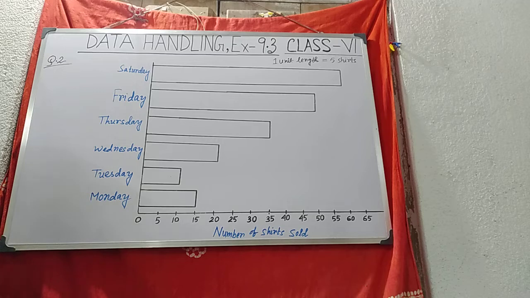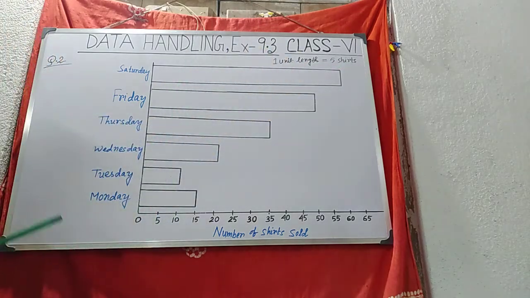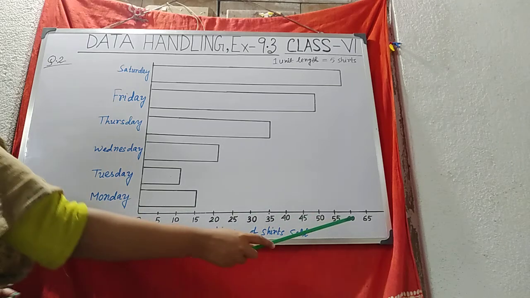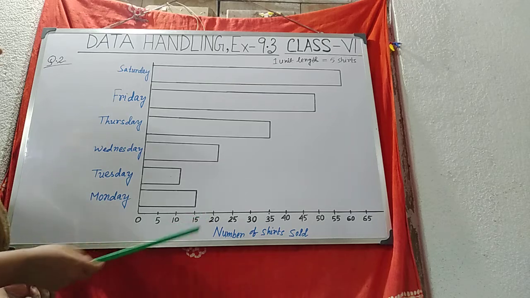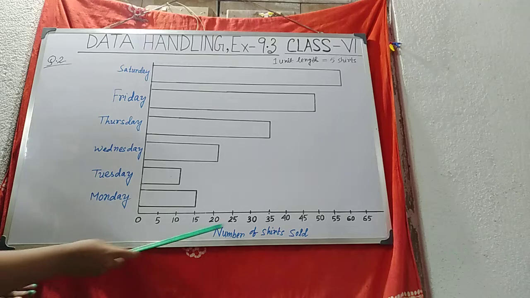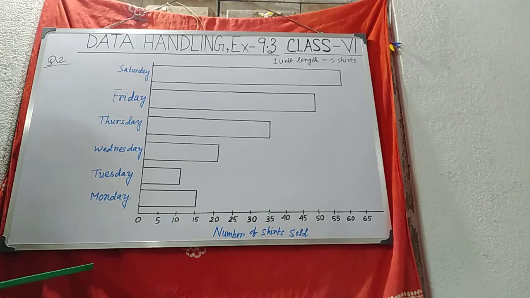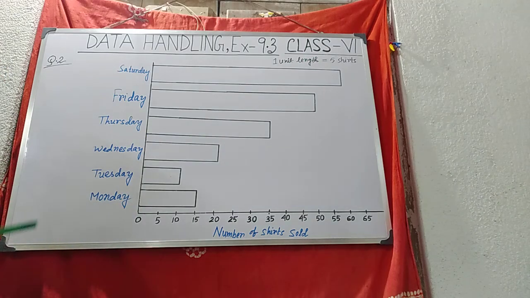Now one more thing, 1 unit length equals 5 shirts. Here we can see that in the horizontal line the scale is given as 0, 5, 10, 15, meaning a gap of 5, then 20, 25, 30. In this way the number of shirts sold is given, and 1 unit length equals 5 shirts. Each unit equals 5 shirts, so 5 units equals 5 into 5 shirts. Here 1 unit length is representing 5 shirts.